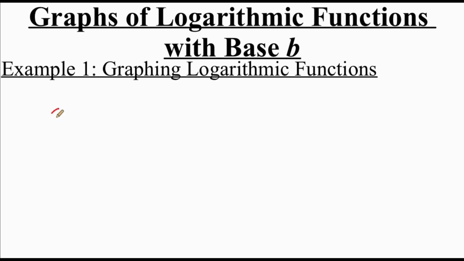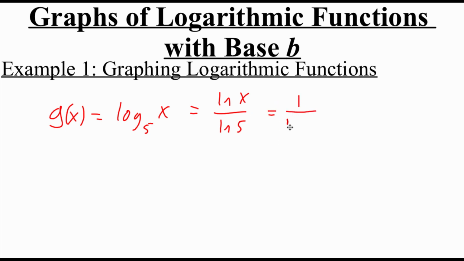So if I wanted to look at graphing the function g of x equals log base 5 of x, I can use my change of base formula to make that the natural log of x over the natural log of 5. But then I'm going to rewrite this as 1 over the natural log of 5 times the natural log of x. If I type 1 divided by the natural log of 5 into my calculator, we get about 0.62 times the natural log of x. Because we're multiplying by a constant that's a decimal smaller than 1, this is going to be a vertical shrink by a factor of 0.62.